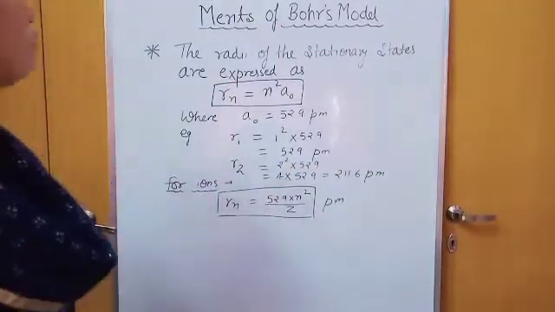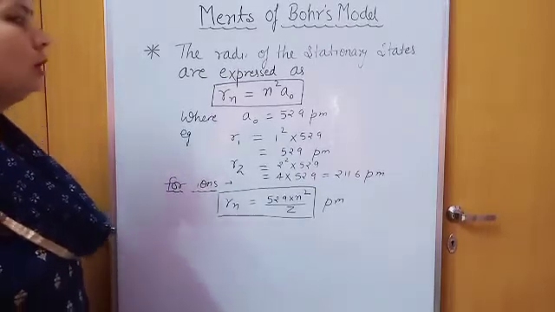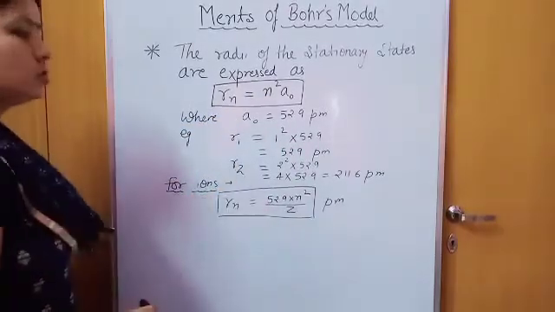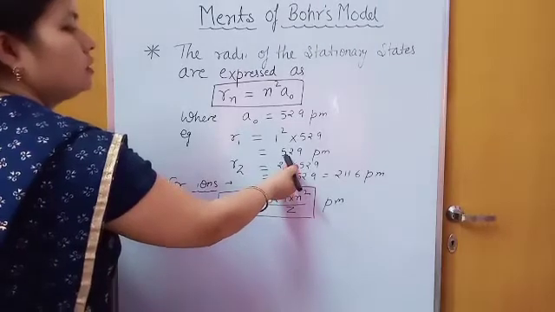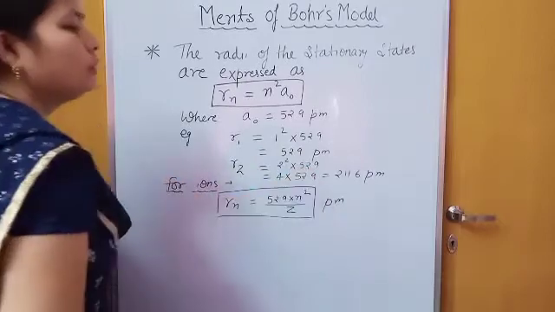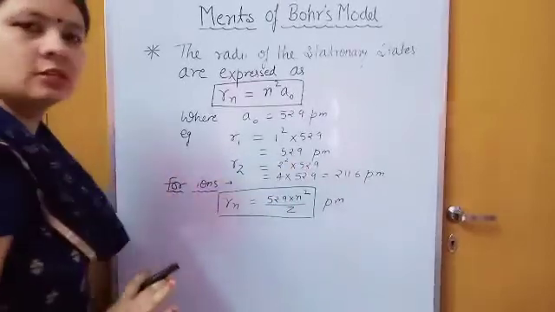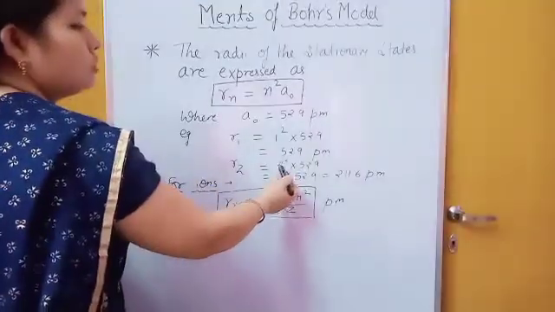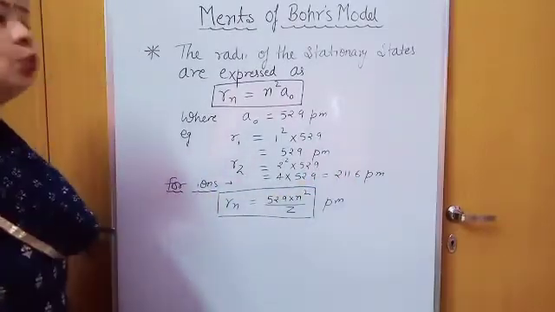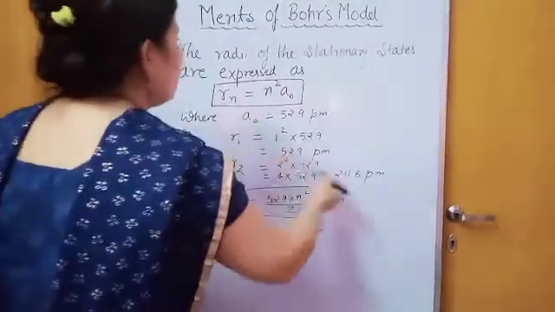Maybe your question is to calculate the radius for the first orbit of the Bohr model. Accordingly you can put the value and solve. Now if you have to calculate the radius for the second orbit, it's 2 square, because for the second orbit n is equal to 2, so 2 square into 52.9. Either you can write the first formula with a naught, otherwise you can put the direct value 52.9. 2 into 2 is 4, into 52.9. After solving this, your answer is 211.6 picometer.